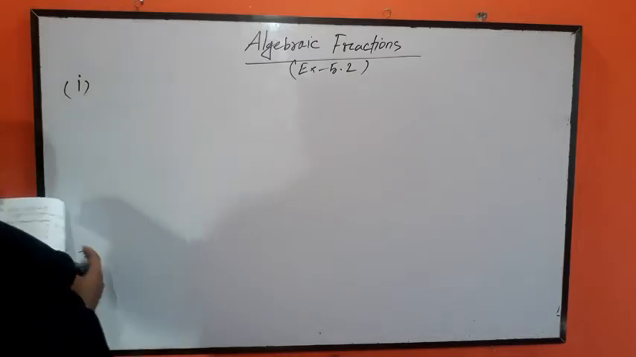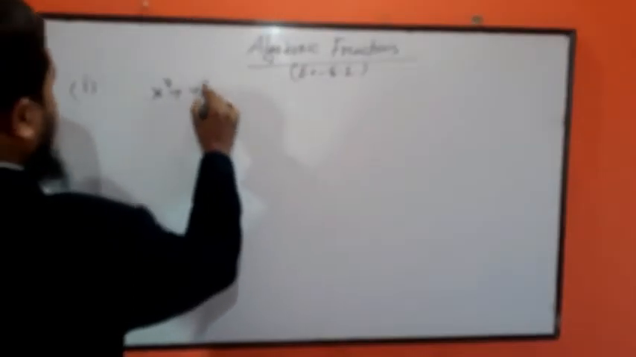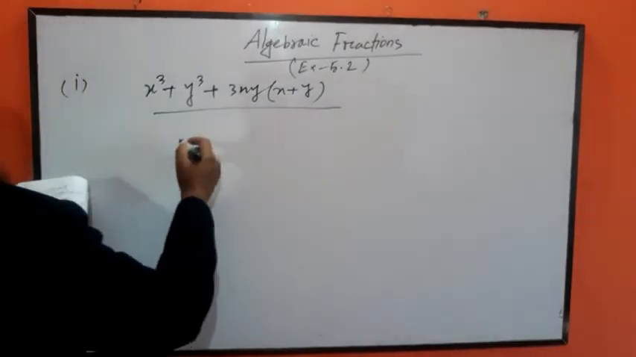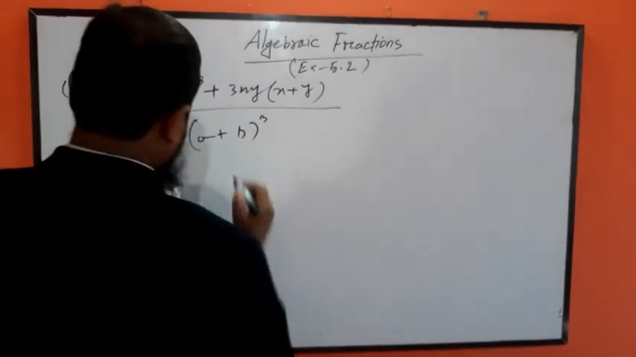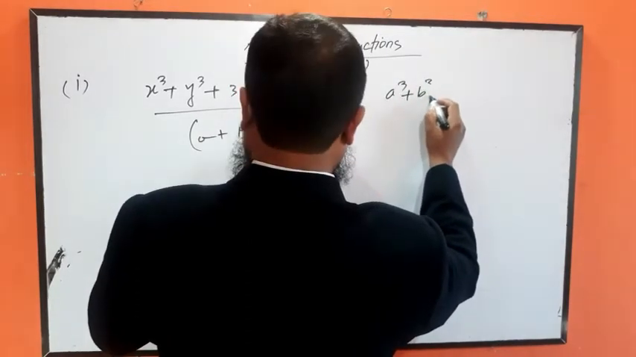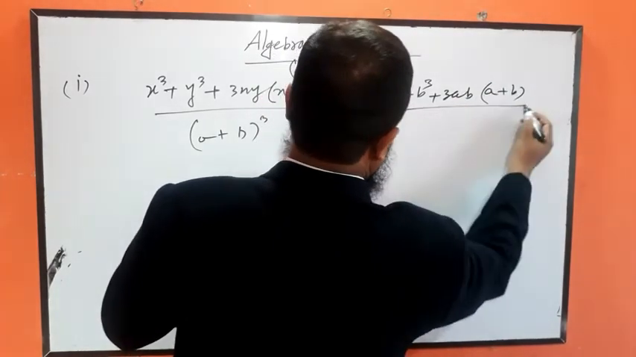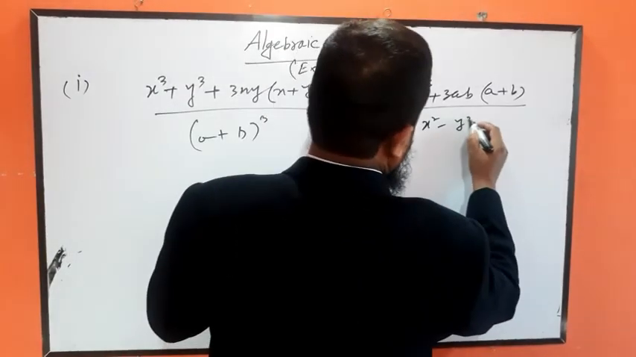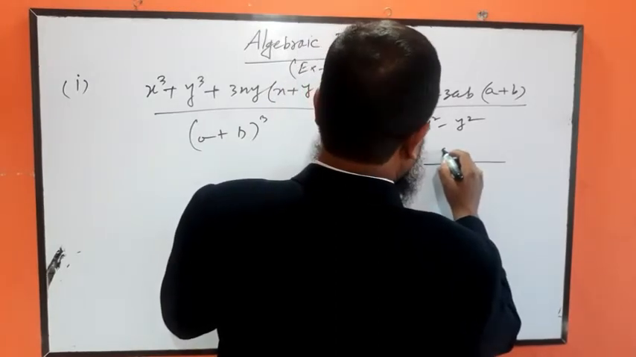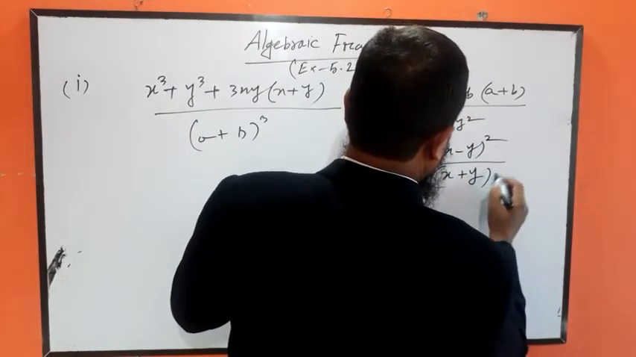Example number 2. Multiplication: x cube plus y cube plus 3xy into x plus y, by a plus b whole cube, multiplication a cube plus b cube plus 3ab into a plus b, by x square minus y square, and finally this one, x minus y whole square by x plus y whole square.